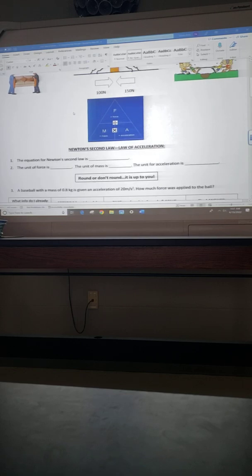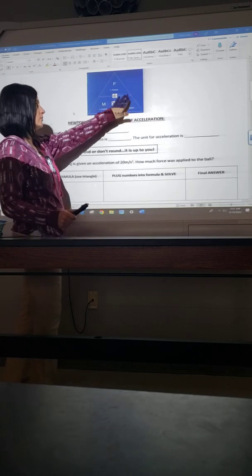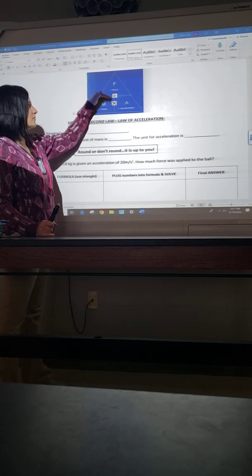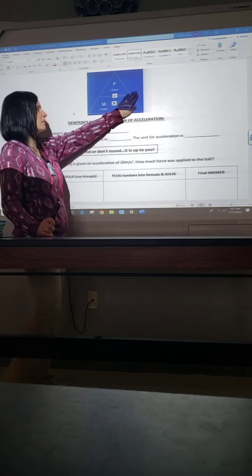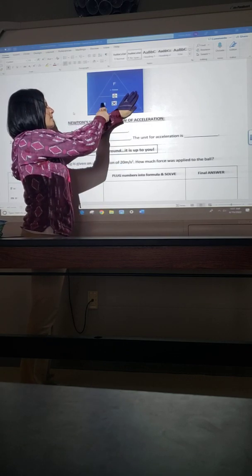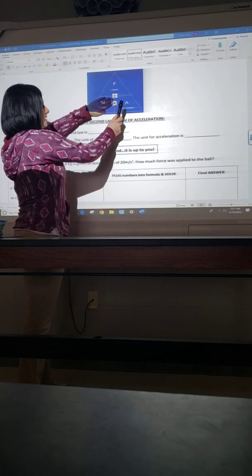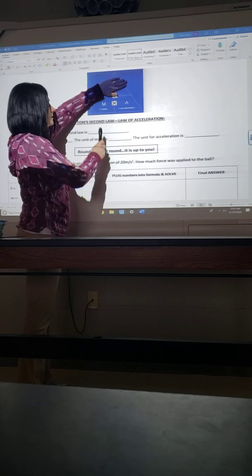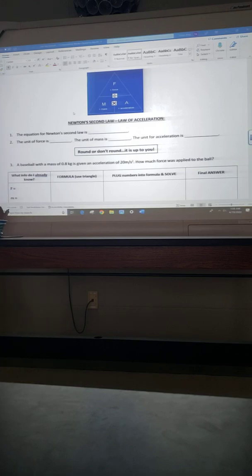So we have an equation, and we have a triangle that matches that equation. Anything over this line is going to be division. If we're solving for acceleration, I can cover up acceleration, and I'll get force divided by mass. If I'm needing to solve for mass, I'll get force divided by acceleration. And my standard equation, if I'm solving for force, is going to be mass times acceleration.